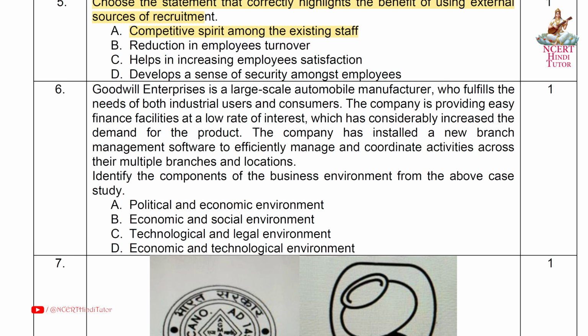Question 6. Goodwill Enterprises is a large-scale automobile manufacturer who fulfills the needs of both industrial users and consumers. The company is providing easy finance facilities at a low rate of interest, which has considerably increased the demand for the product. The company has installed a new branch management software to efficiently manage and coordinate activities across their multiple branches and locations. Identify the components of the business environment from the above case study. Answer D. Economic and technological environment.